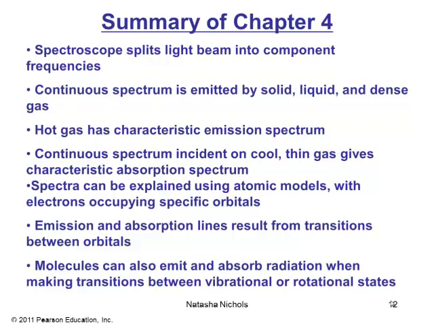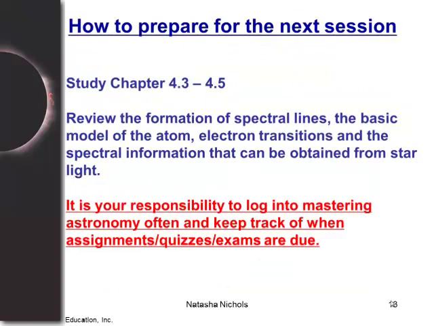The spectra we see can be explained using atomic models with electrons occupying specific orbitals. Emission and absorption lines result from transitions between these orbitals. Molecules themselves can also emit and absorb radiation when making transitions between vibrational or rotational states. So please study Chapter 4.3 through 4.5.